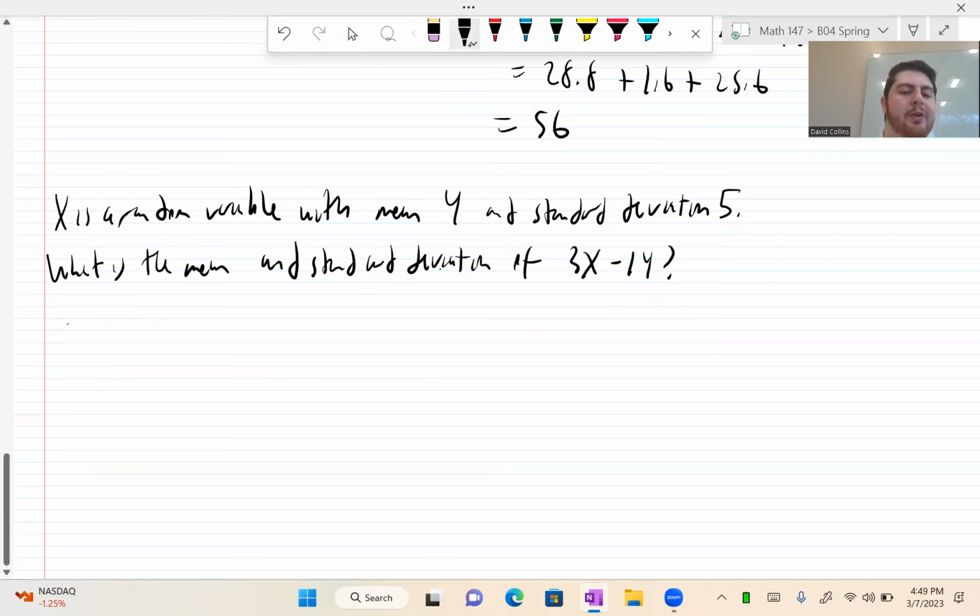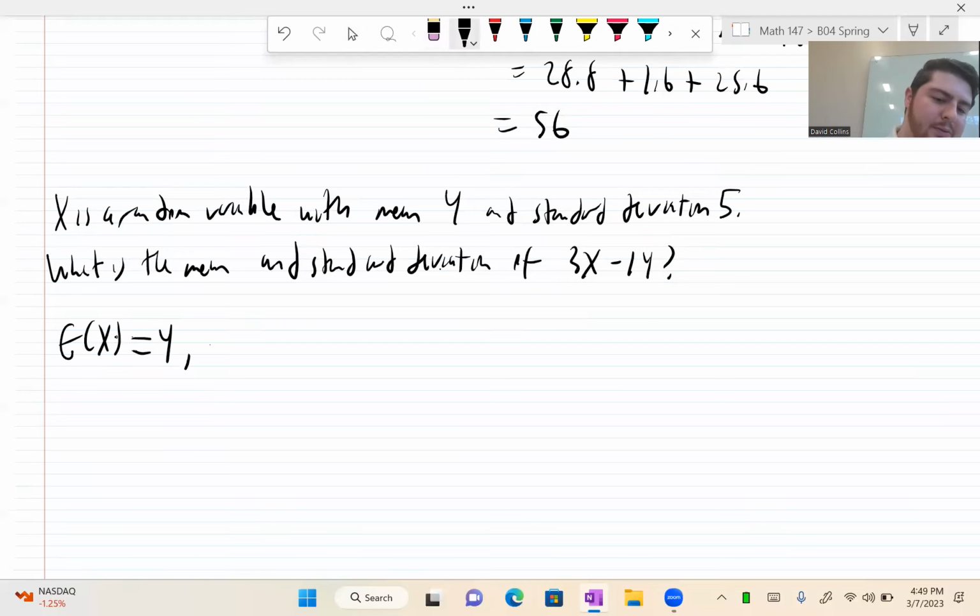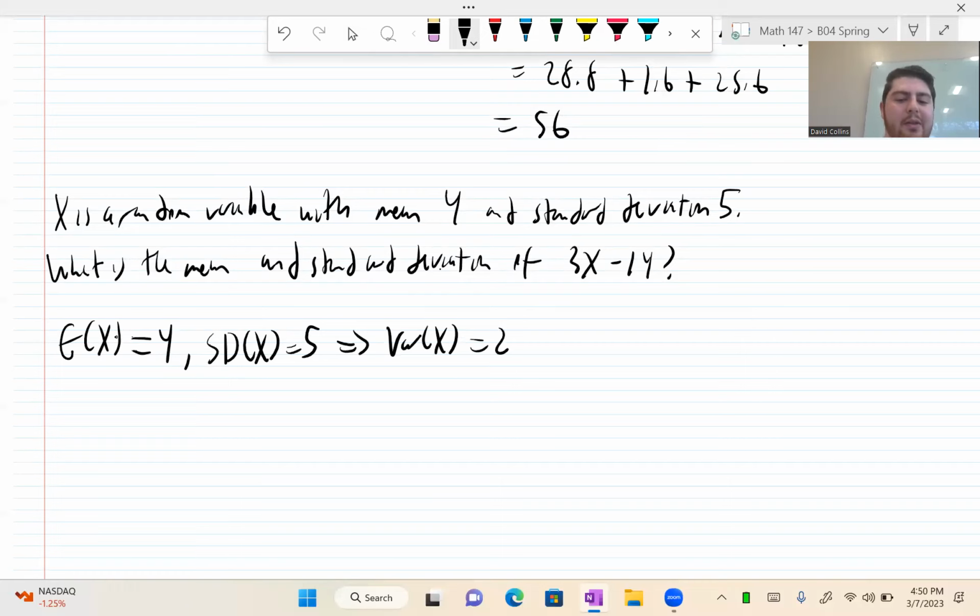So the first thing you have to know is mean is expected value. So let's just write out what we know in notation. Expected value of x is 4. Standard deviation of x is 5. That means that the variance of x, which is standard deviation squared, is 25. You have to remember that standard deviation squared equals variance.